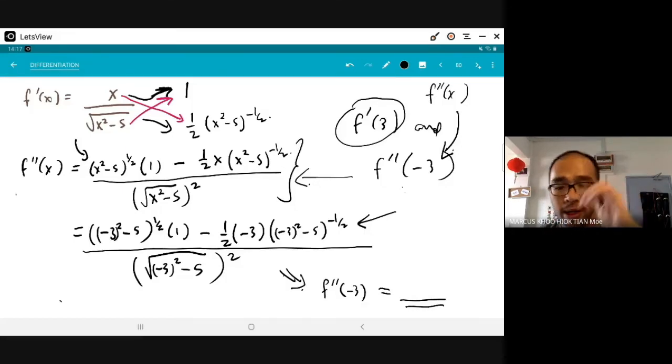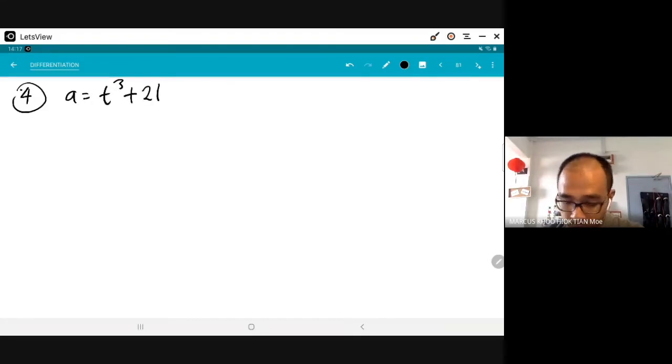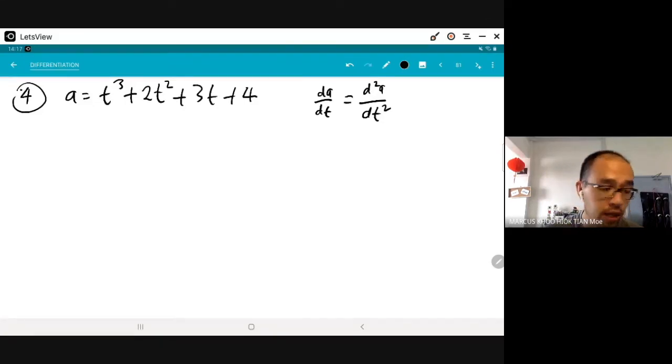Okay, last one. Question number 4. Okay, A equals to t cubed plus 2t squared plus 3t plus 4. Find the values of t such that dA dt equals to d2a dt squared. Okay, this is the question. Find the values of t. Correct. Such that yada.